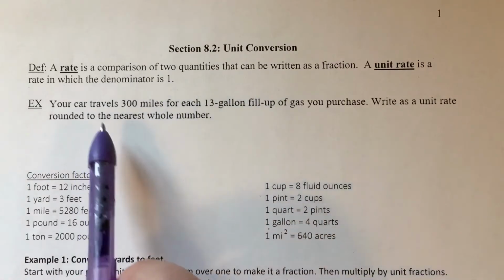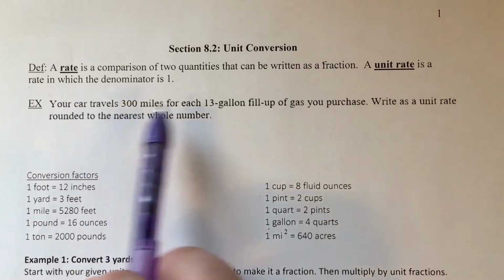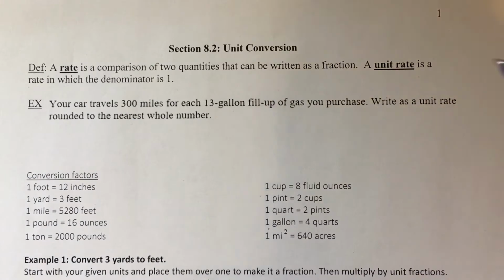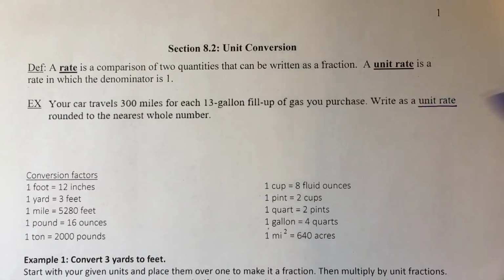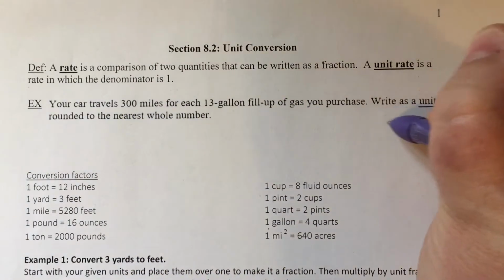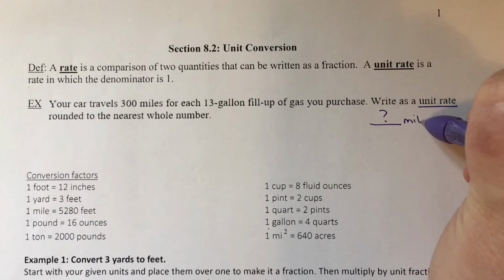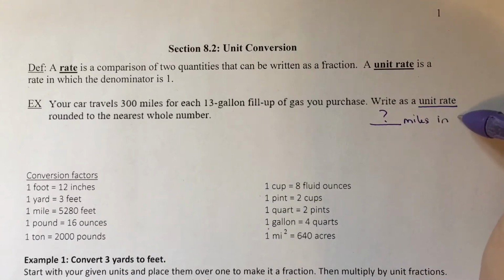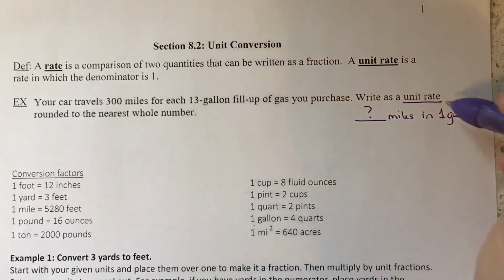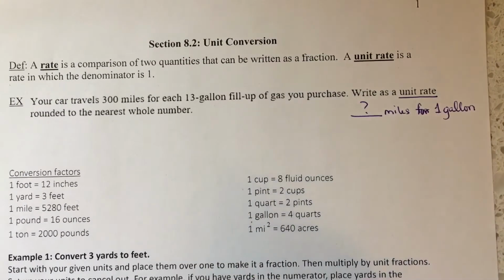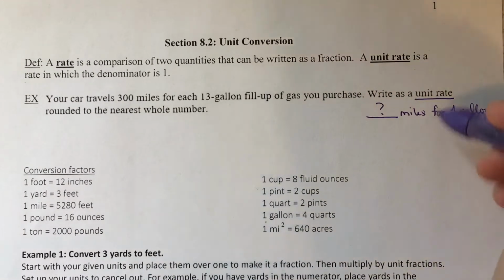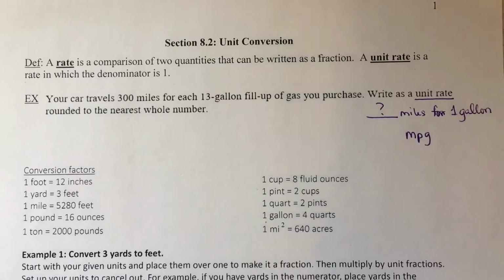For example, your car travels 300 miles for each 13-gallon fill-up of gas you purchase. Write as a unit rate. So what we really want to do, instead of looking at it as 300 miles for 13 gallons, is how many miles for 1 gallon. That makes it a unit rate because we're comparing it to 1 gallon. And that's what we call MPGs, or miles per gallon.